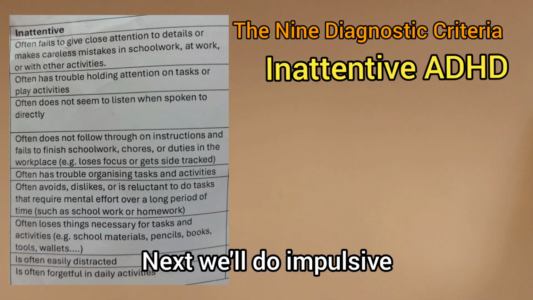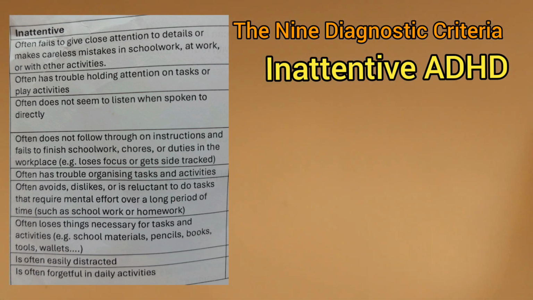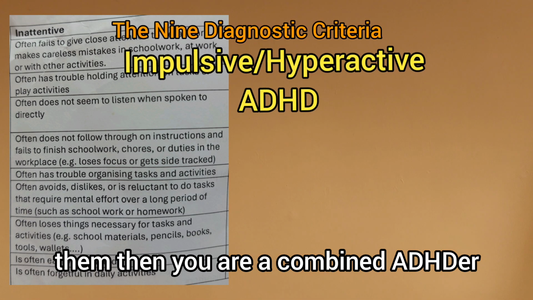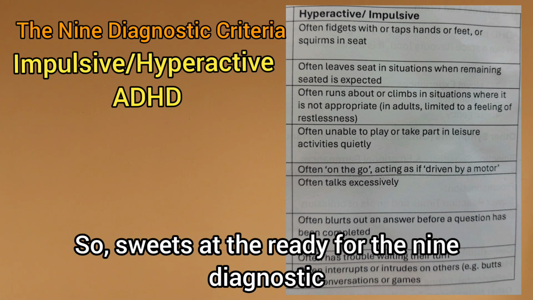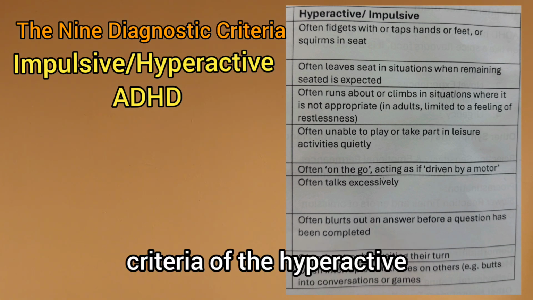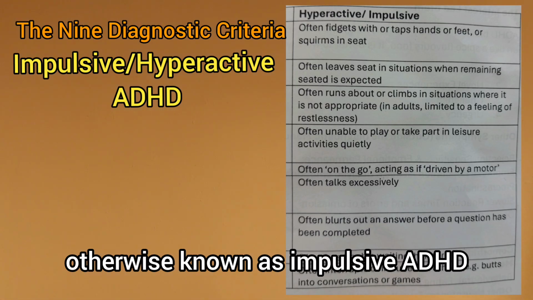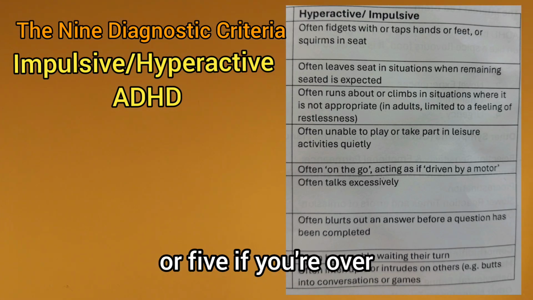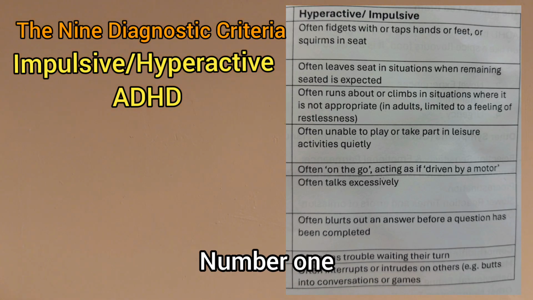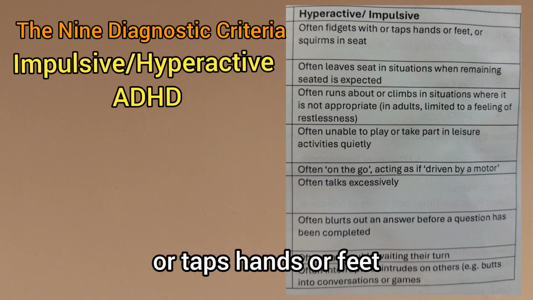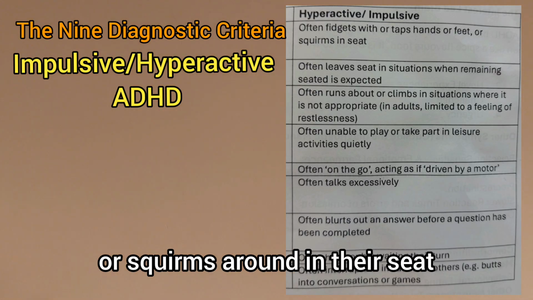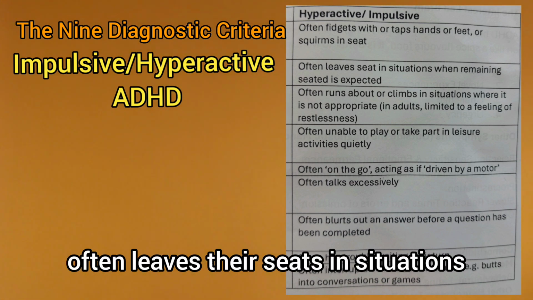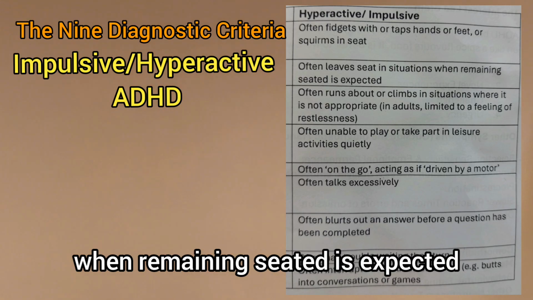Next we'll do impulsive, otherwise known as hyperactive, and if you meet the threshold for both of them, then you are a combined ADHDer. So, sweets at the ready for the 9 diagnostic criteria of the hyperactive, otherwise known as impulsive ADHD. And again, you need 6 if you're under 17 or 5 if you're over. Number 1, often fidgets with or taps hands or feet or squirms around in their seat. 2, often leaves their seats in situations when remaining seated is expected.